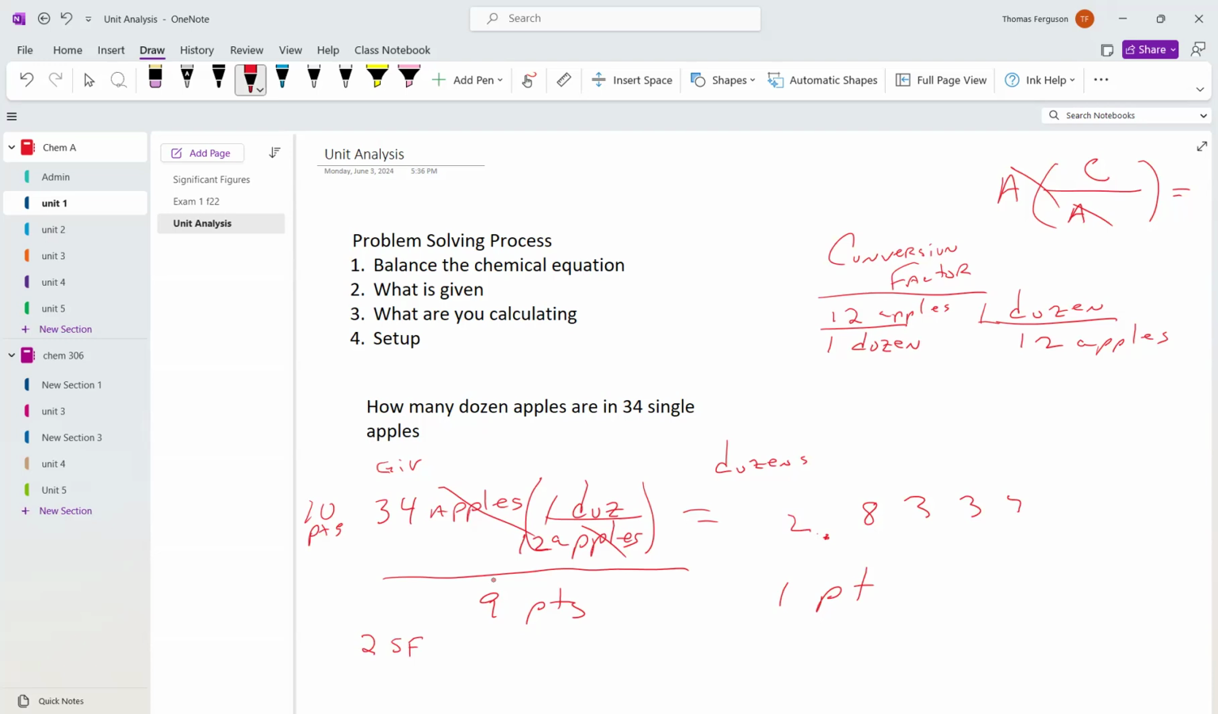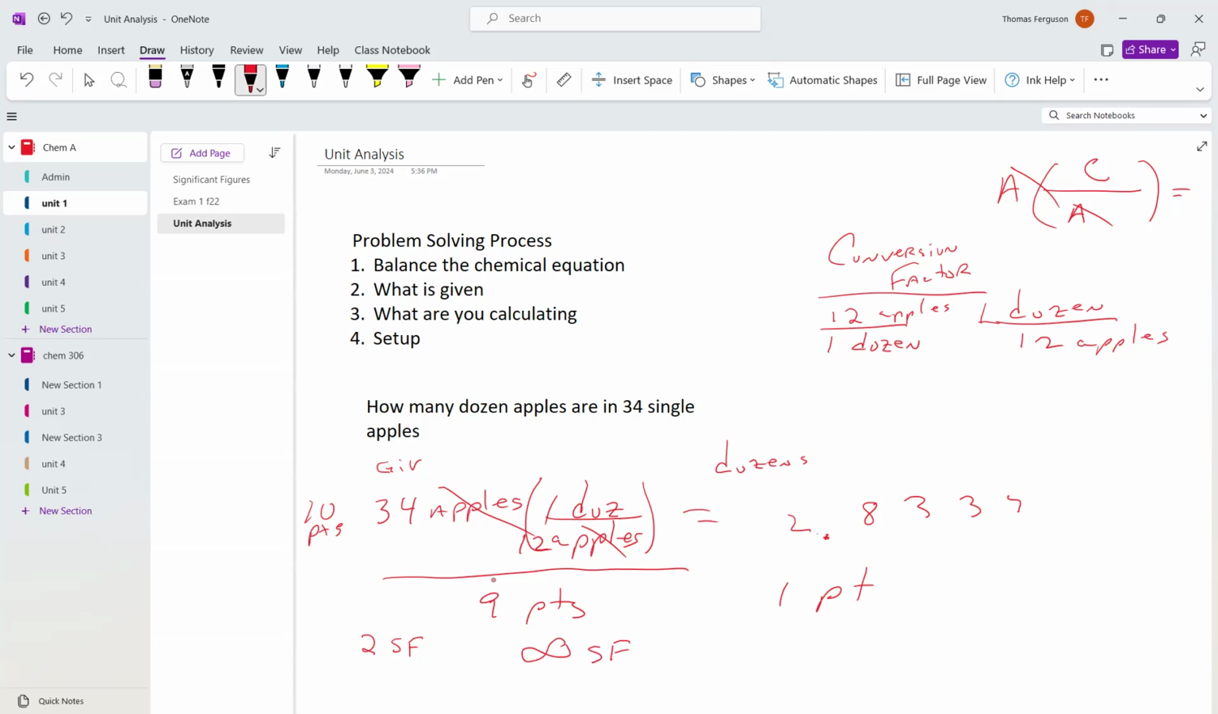12.1? 11.9? It's exactly 12 by definition. Hence, anything by definition has infinite precision. So it doesn't come into play when you're trying to calculate the sig figs of the answer.